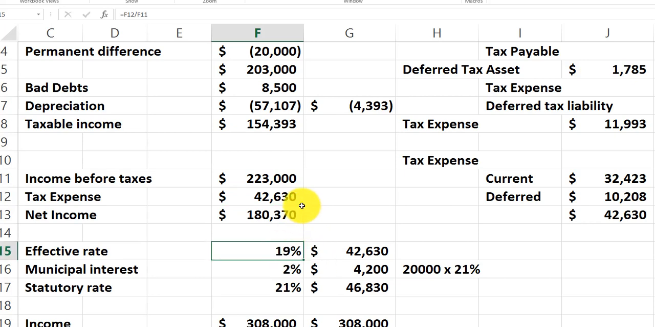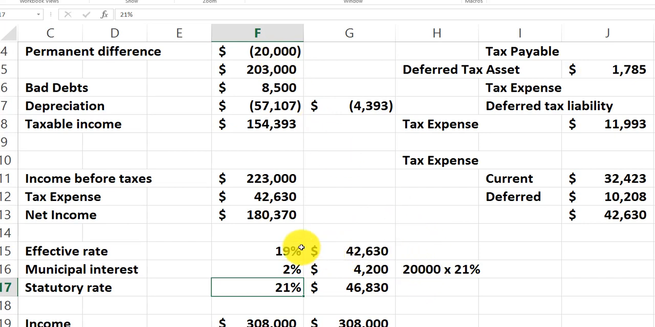which is the tax expense divided by the income before taxes. That gets 19%. We know that the statutory rate, or the law, requires 21%. So there's a difference of 2% from that. That's what we mean by reconcile. And why is that different? Because of the $20,000 permanent difference.